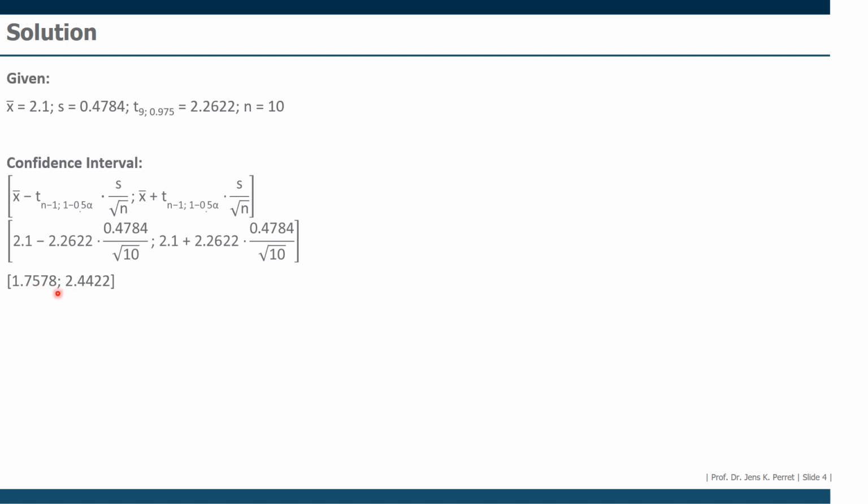So on average, the real average for the mark of a thesis will be somewhere between these two values. And that's a relatively broad interval regarding a mean, but then again, we only have 10 observations. So it's a very small sample. And for this sample size, that's actually a decent result.